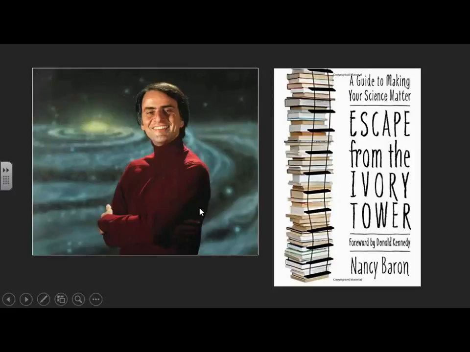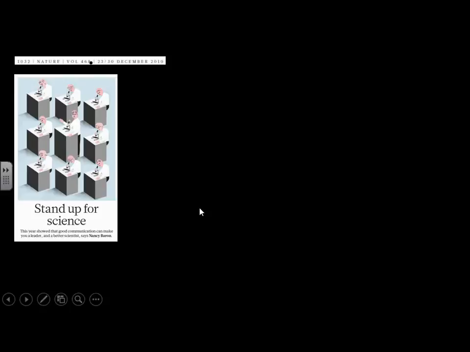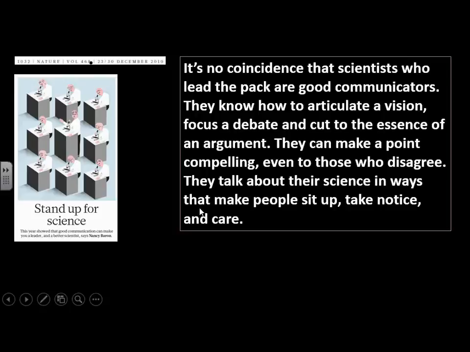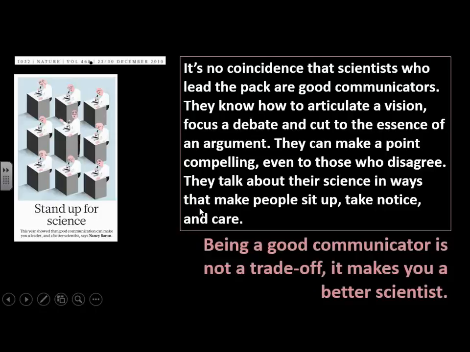So she wrote an article also in Nature that's also available online, actually open access, where she says, it's no coincidence that scientists who lead the pack are good communicators. They know how to articulate a vision, focus a debate, and cut to the essence of an argument. They can make a point compelling, even to those who disagree. They talk about their science in ways that make people sit up, take notice, and care. And then I guess the punchline, she says, being a good communicator is not a trade-off. It makes you a better scientist.